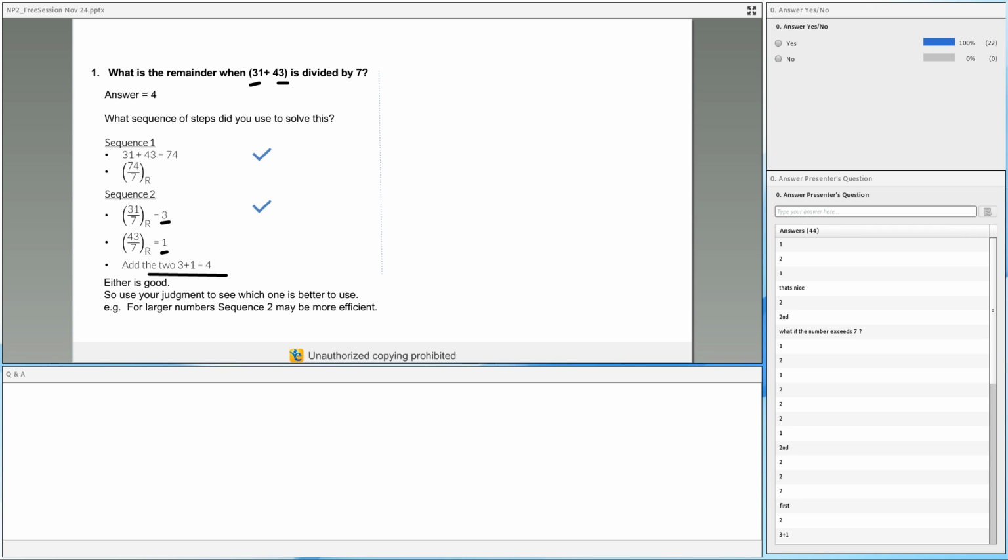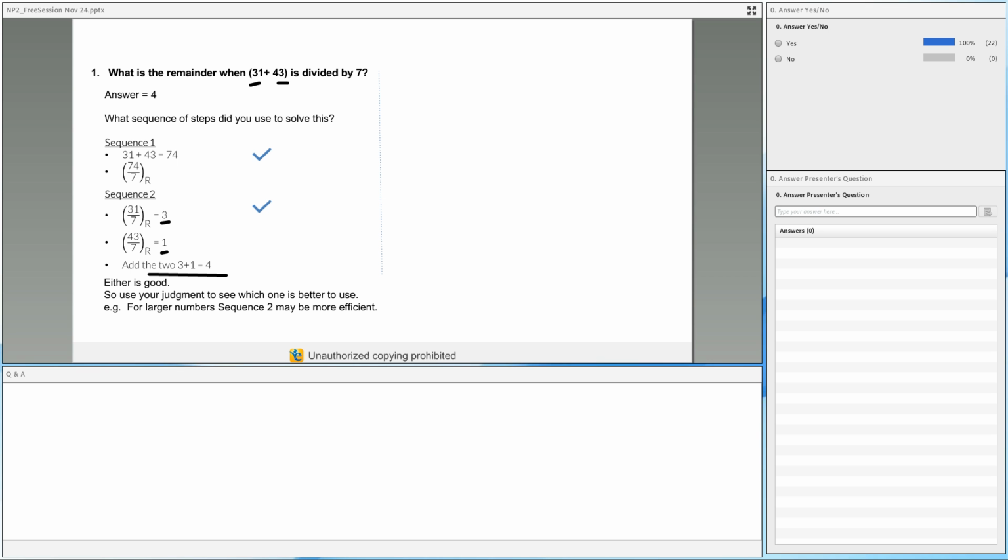What if the number exceeds 7? There could be a scenario where on adding these two, in this case it's 3 plus 1, but there could be a scenario where you could have got 3 plus 5. That's quite possible. So instead of 43, if you had, say, 47 by 7, you would have got a number after adding which is greater than 7. What will you do in that case? Suppose you got 8 after adding, what will you do?